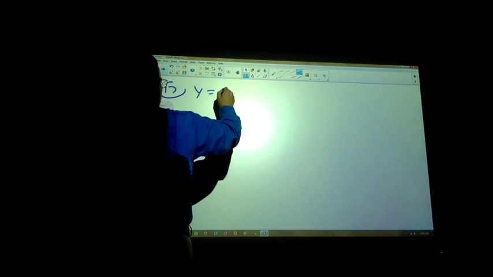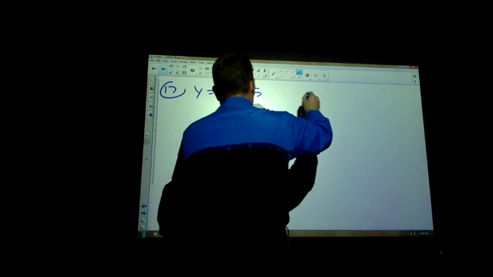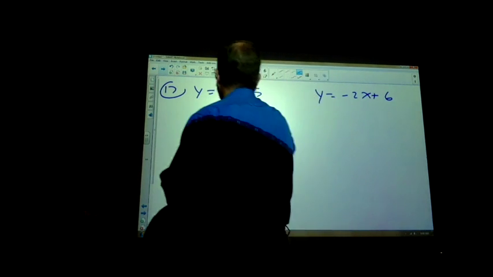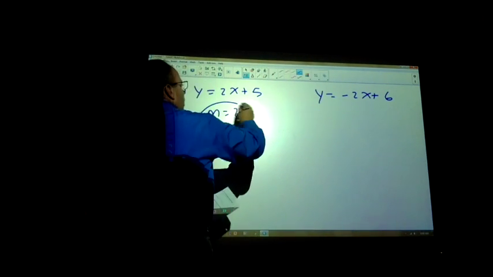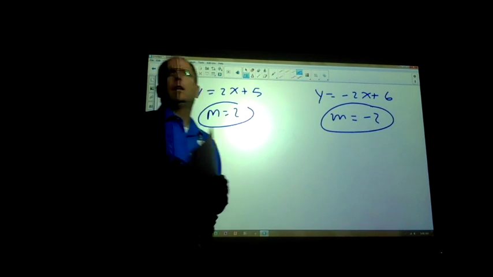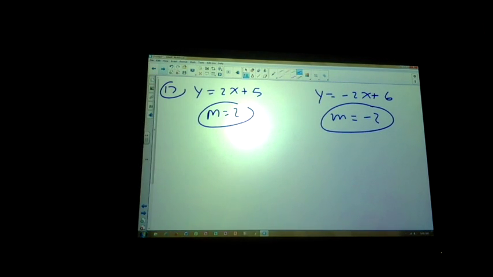You have y equals 2x plus 5. You have y equals negative 2x plus 6. All these are just given to us. I have a slope here of 2. I have a slope here of negative 2. Are they opposite sign? Yes. Are they flip overs? No. Are they perpendicular? No. They are not.